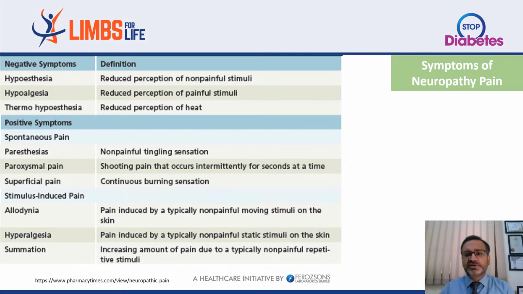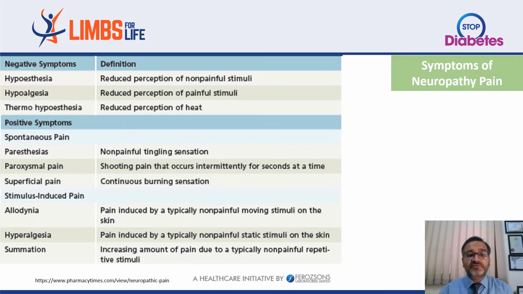Symptoms of neuropathic pain. Let's go through some basic definitions before we go on to the main chapter. Neuropathic means we have some negative symptoms and some positive symptoms. When we talk about negative symptoms, there is reduced perception of non-painful stimuli, painful stimuli, or heat. Hypoesthesia is reduced perception of non-painful stimuli. Hypoalgesia is the reduced perception of painful stimuli. And thermohypoesthesia is reduced perception of heat.